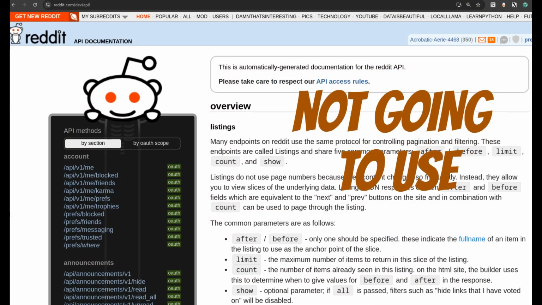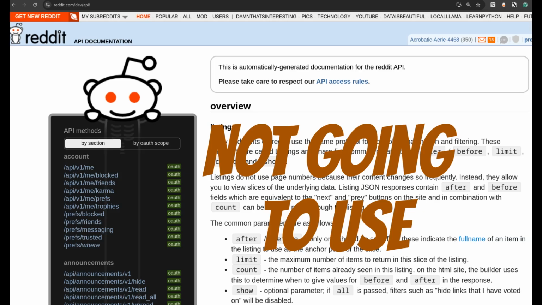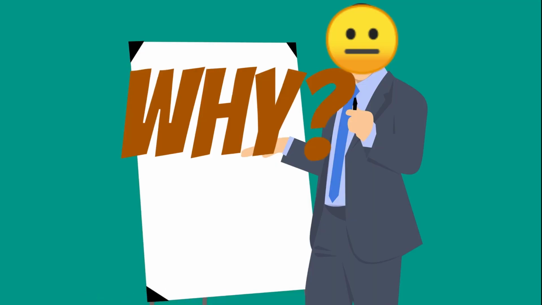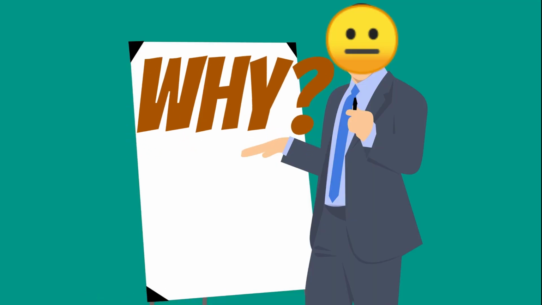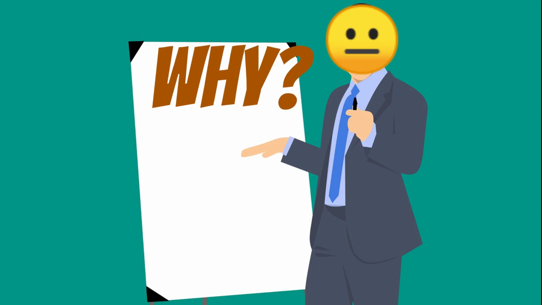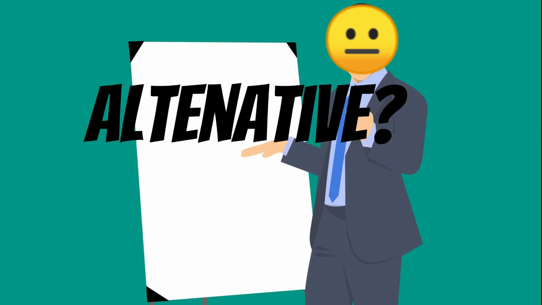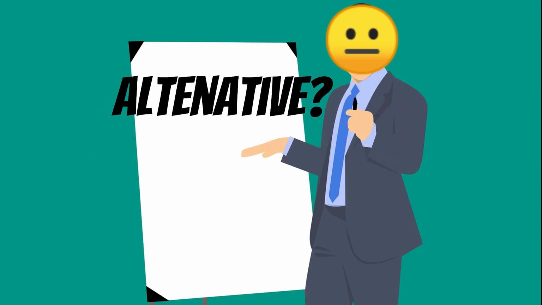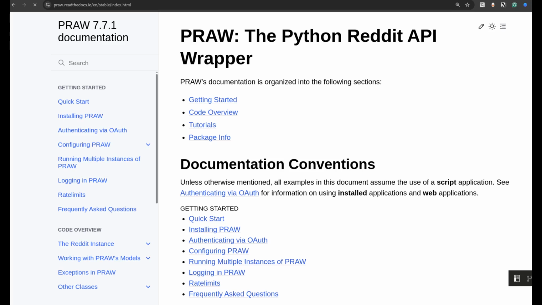This might sound crazy, but we're not going to use the official Reddit API docs shown here. Why? Because working with REST APIs is a pain. Manually building JSON requests, handling responses, and debugging errors can slow you down. So what's the alternative? Luckily, the open source community has already solved this problem. Meet Praw, a Python wrapper that makes interacting with Reddit's API simple, clean, and efficient. Now, let's see how to get started with Praw and why it's a game changer.